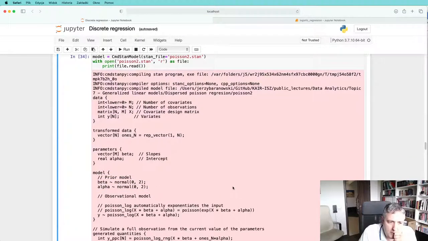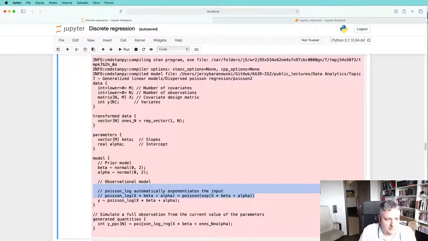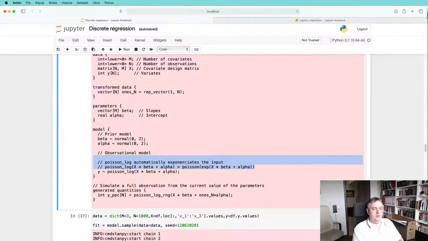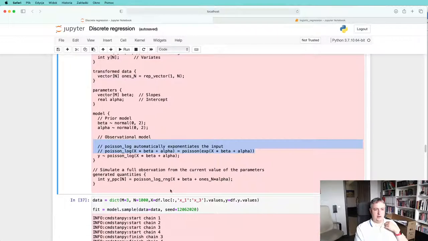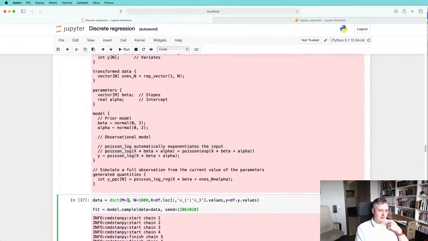And our observational model is the Poisson log distribution, which we generally use for these things like here. So we are using Poisson log. We're providing x times beta plus alpha, and we will simulate the full observation again using the parameters estimator. For each sample, we'll get the combination of 3 slopes and 1 alpha, and we use it to generate a full set of samples corresponding to our design matrix. And in order to do so, we again create a data set.